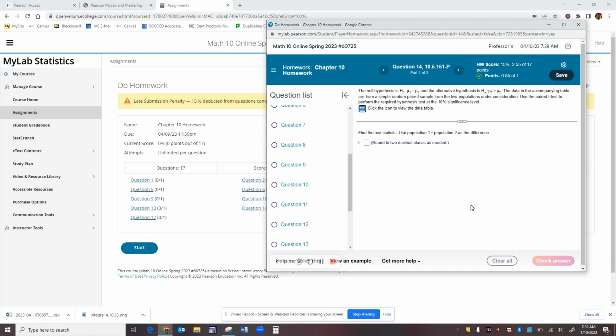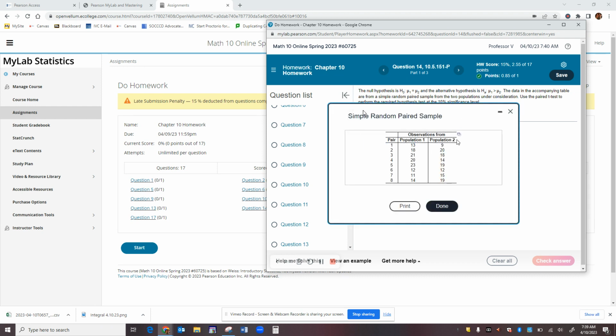So the null hypothesis is given, alternative hypothesis is given, mu1 greater than mu2. The data in the accompanying table are from a simple random paired sample from two populations under consideration. Use the paired t-test to perform the required hypothesis test at the 10% significance level. So find the test statistic, use population 1 minus population 2 as the difference.